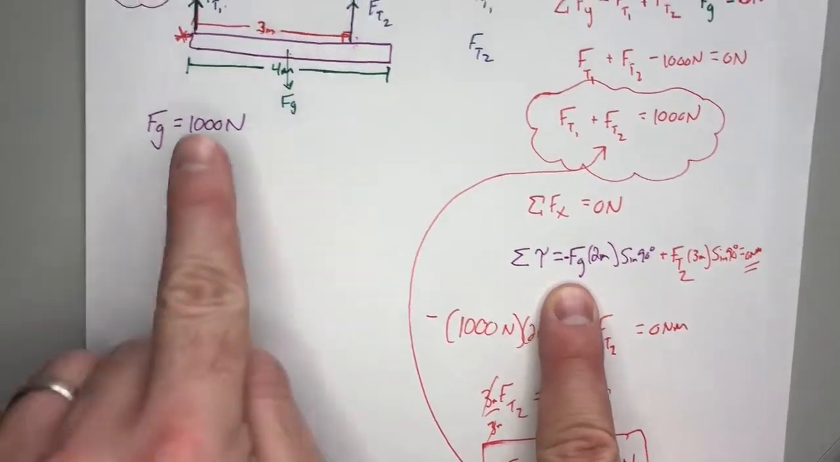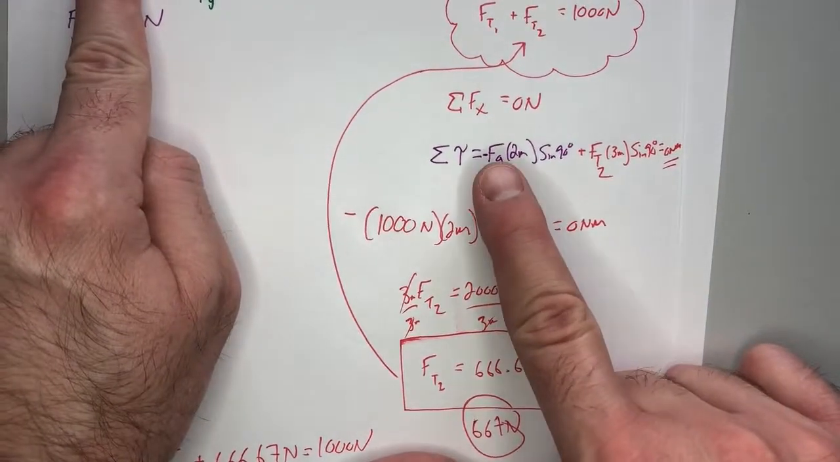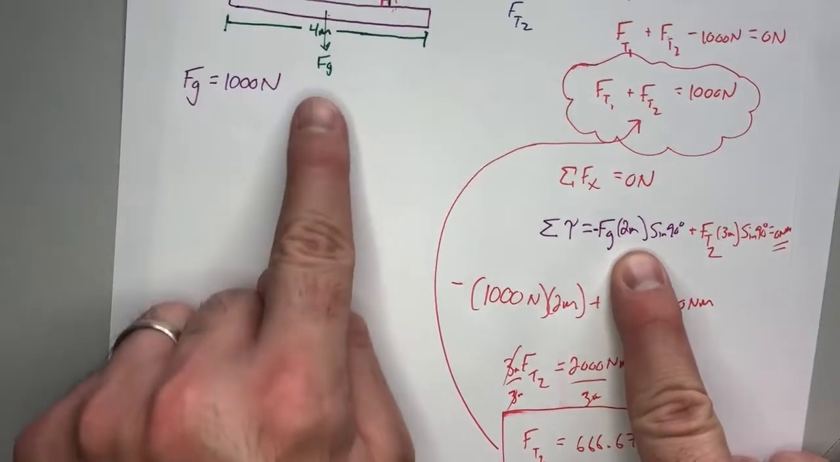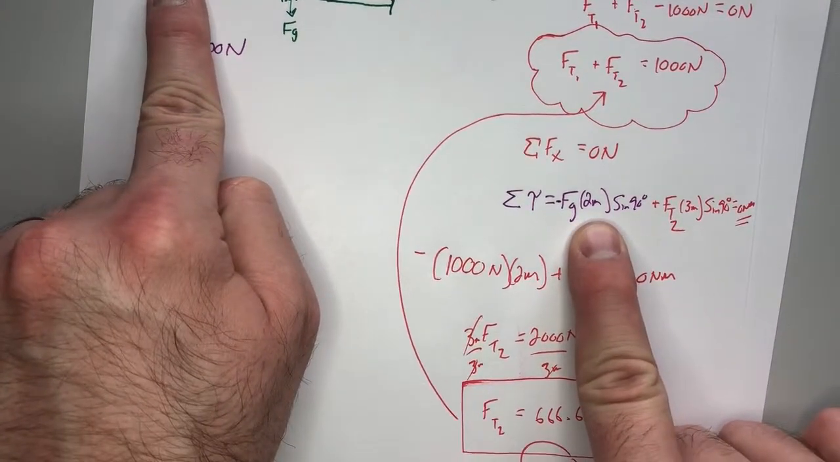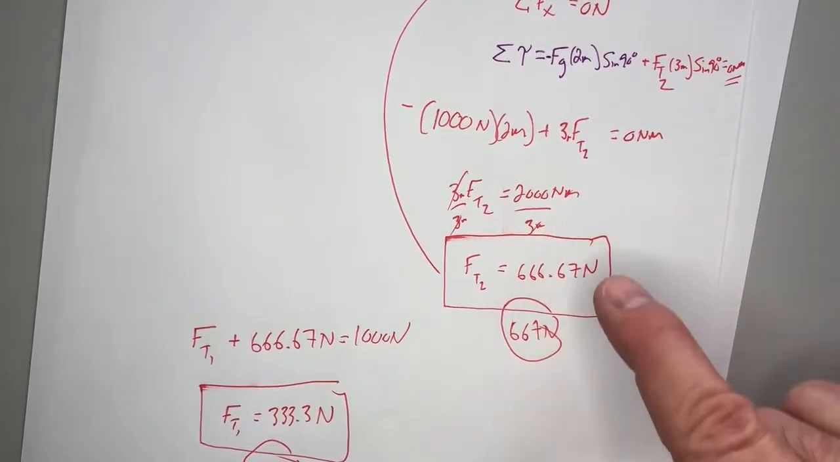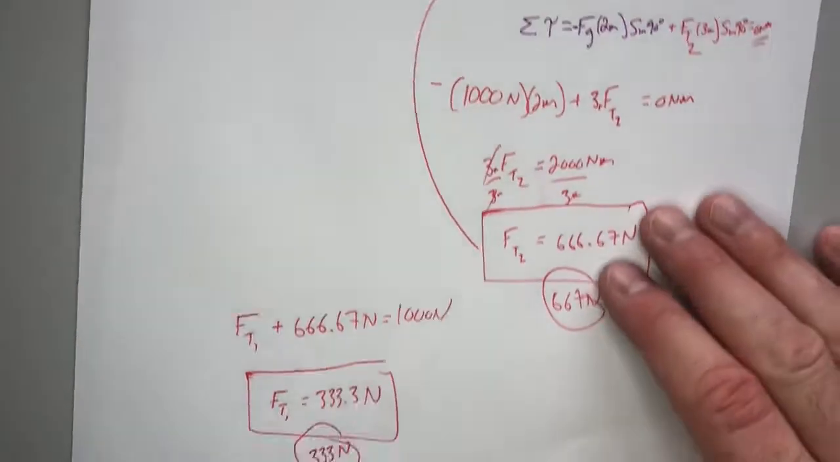And remember, a lot of people sum their torques, and they just put forces down. To turn a force into a torque, you have to times by how far away that force is acting. So that gravity was 2 meters away from your point of rotation right there. We summed up our torques. We got our tension 2. And once we do tension 2, we just work backwards and solve for tension 1.